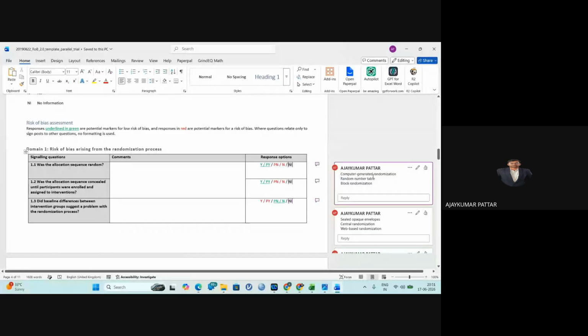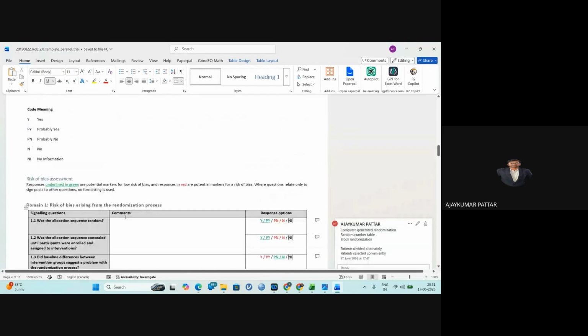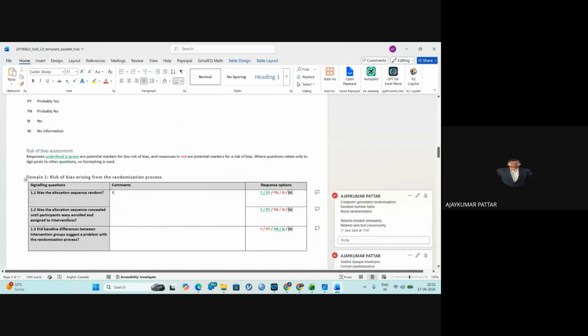Then what we have to check in the methodology: if they have mentioned computer generated randomization, random number table is used, block randomization done. So if they mention this allocation sequence for the randomization, then they have properly done it. So then we have to mark it as a Y. Yes, they have mentioned. Y in green means it is low risk.